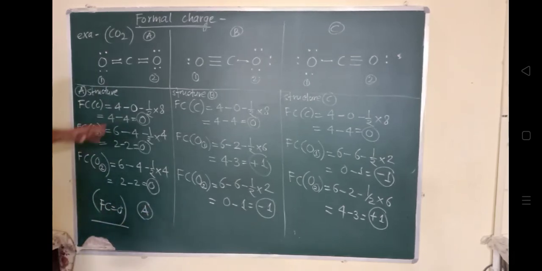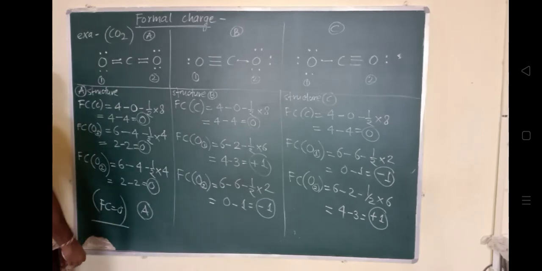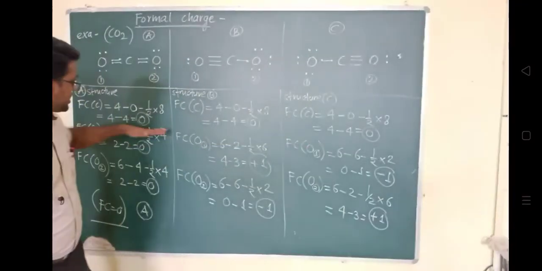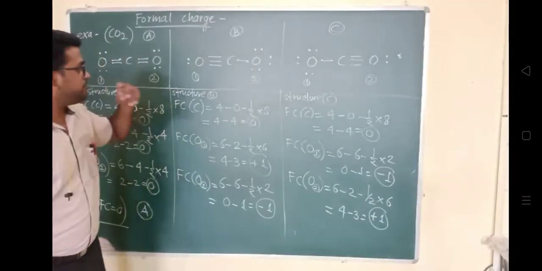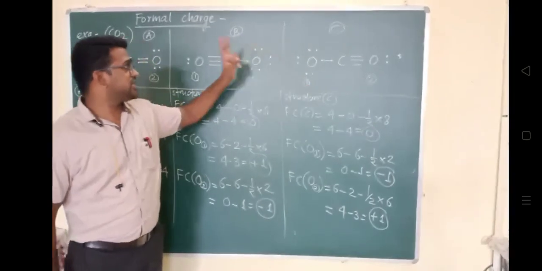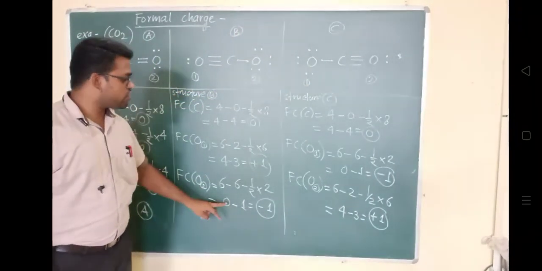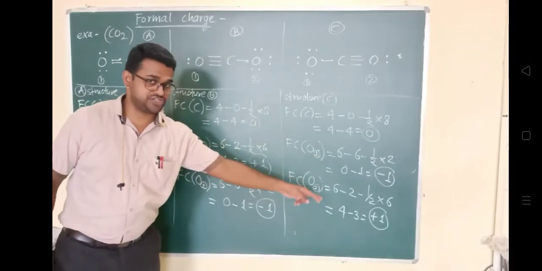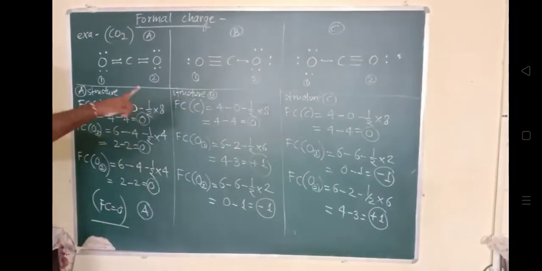So yes, which structure will we select? We will select this structure for the CO2 molecule. Okay, for the CO2 molecule we will select this structure. So we find that in structure A the formal charge on all the atoms is 0, while in structure B and C the formal charge on carbon is zero. Okay, in all three, the formal charge on carbon is zero, but if you check for oxygen in case of structure B and structure C, there you are finding +1 and -1 charge, okay, on the different oxygen atoms.